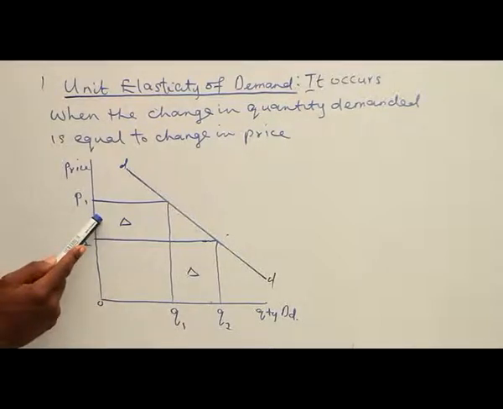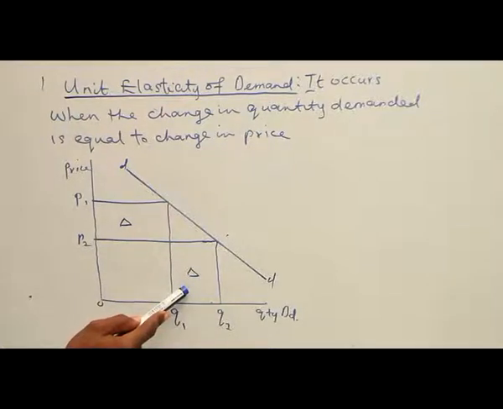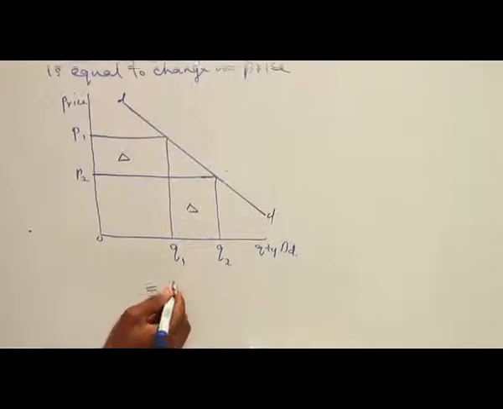If 50% is the change in price, then definitely there is also a 50% change in quantity demanded. That's what we call unit elasticity of demand. And the coefficient of unit elasticity of demand is always equal to 1.